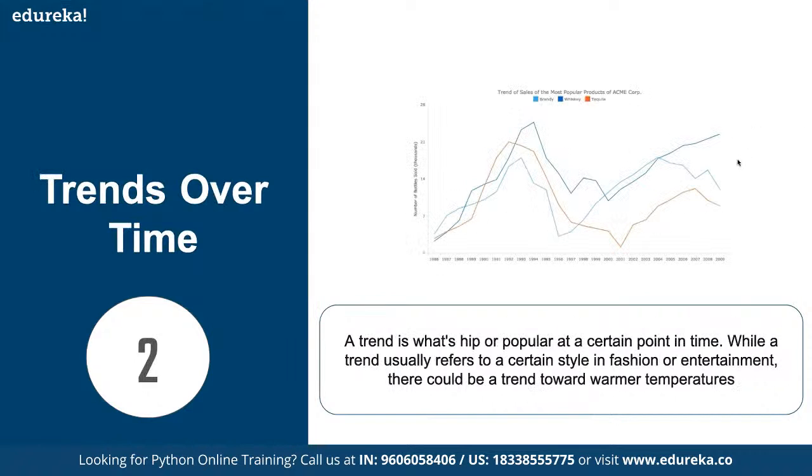Next, we have to analyze trends over time. So a trend is what is hip or popular at a certain point of time. While a trend usually refers to a certain style in fashion or entertainment, there could be a trend towards warmer temperatures as well. So what exactly the trend has been, and based on the past trend, what kind of predictions we can make for the future, that is what we can infer by using the same data analysis itself.